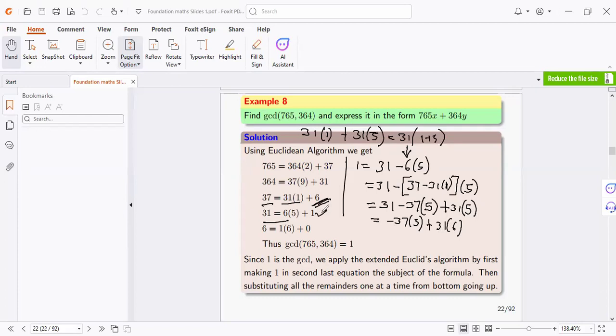Now we have substituted this remainder. We are done with this remainder. So the next remainder is that 1. So we write its equivalent. So what we have here is that 7, negative 37, multiplied by 5, then plus that 31, but that one we write its equivalent. Its equivalent is that 7.